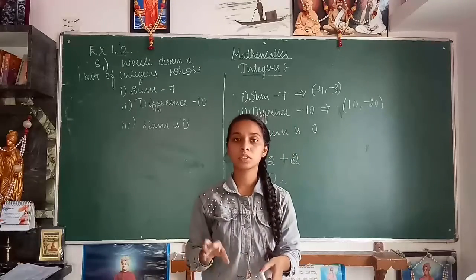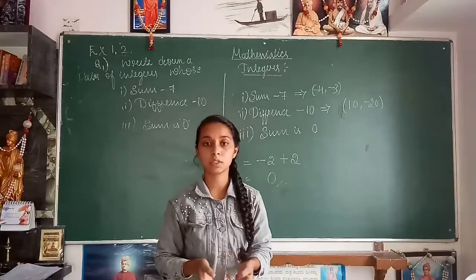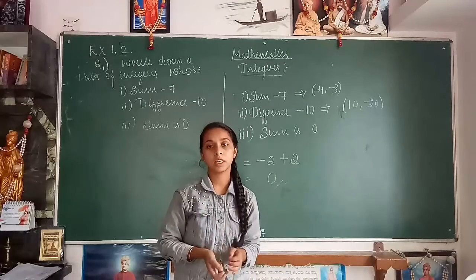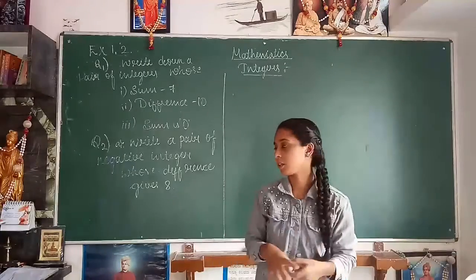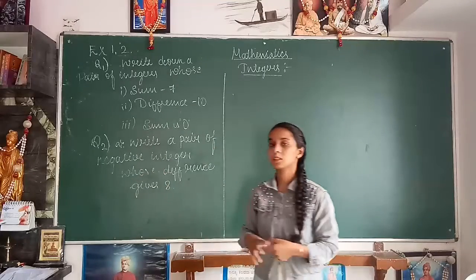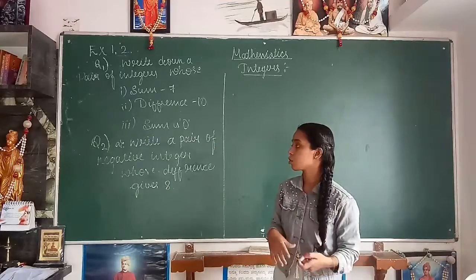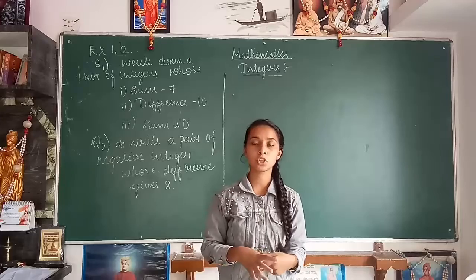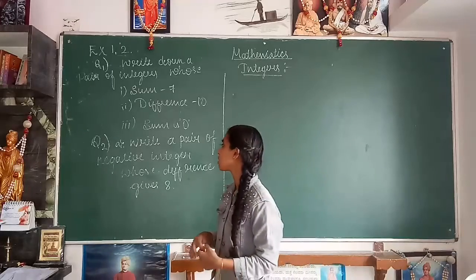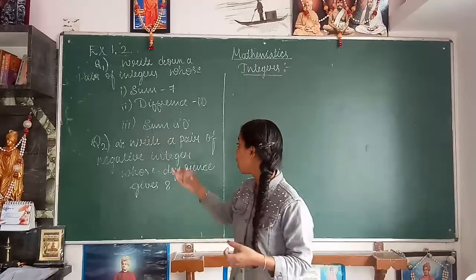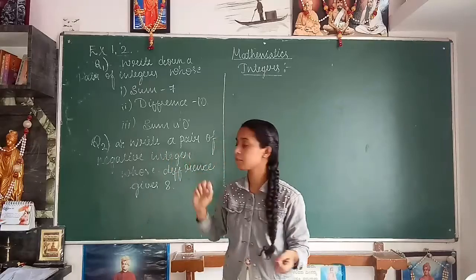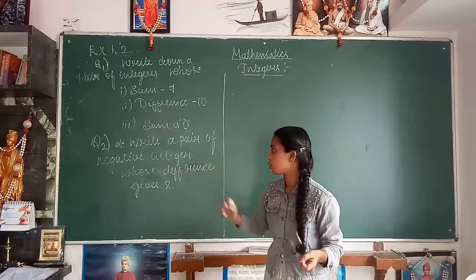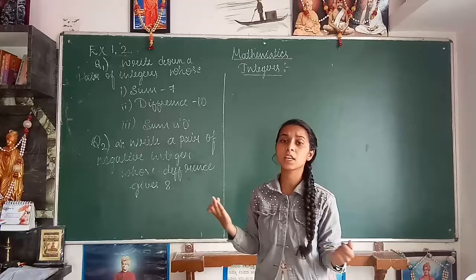So there we solved sub question 3. So let's see what question number 2 is. Okay students, question number 2 is sub question A. So what is that question? Write a pair of negative integers whose difference gives 8.